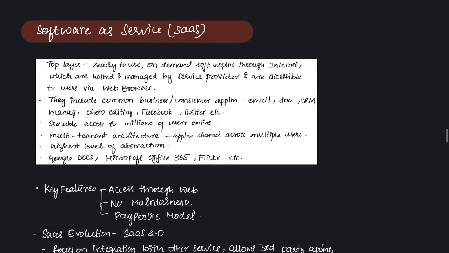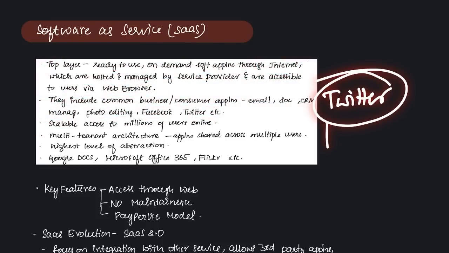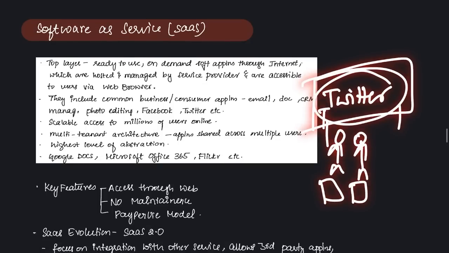Moving on, we have software as a service. Software as a service is again very easy. It is the top layer. It is ready-to-use, on-demand software applications accessed through the internet, which are hosted and managed by the service provider, and they are accessible through a web browser. They include common business or consumer applications like email, docs or CRM management, photo editing, Facebook, Twitter, and all of that. Then they are scalable. That is, many thousands of people can access Twitter accounts at once, and each person will have their own authority over their own account present in this Twitter cloud.